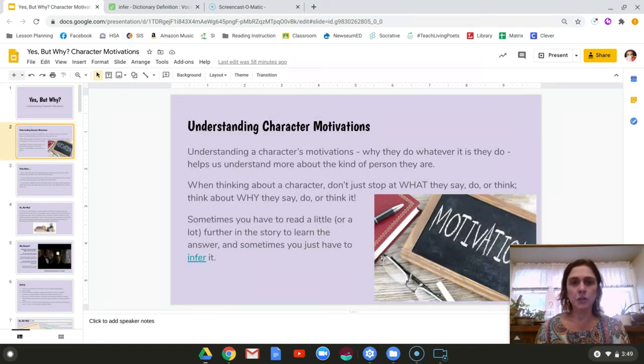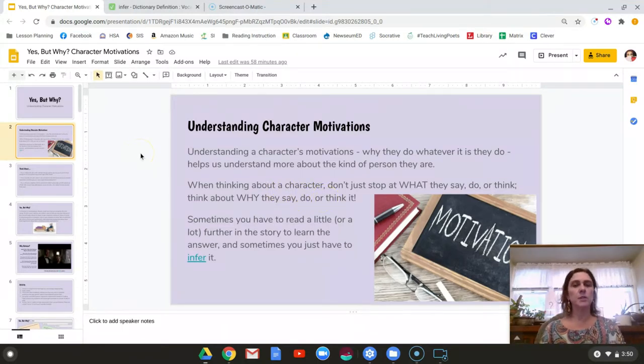So, understanding a character's motivations. This is our first slide. Understanding a character's motivations, why they do whatever it is they do, helps us understand more about the kind of person that they are. When thinking about a character, don't just stop at what they say, do, or think. Think about why they say, do, or think it.